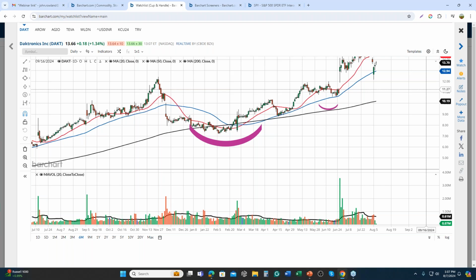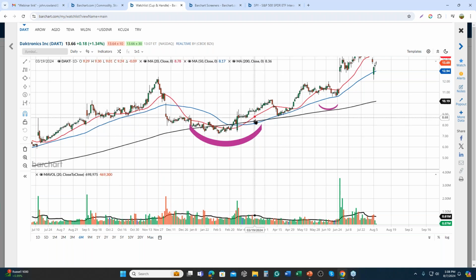So this is really a classic formation of a cup and handle. First, you see our pullback from our peak on the left side to our bottom. So we're up here around $12 and we fall back down to just below $8. So that's about a 35% peak to trough retracement.